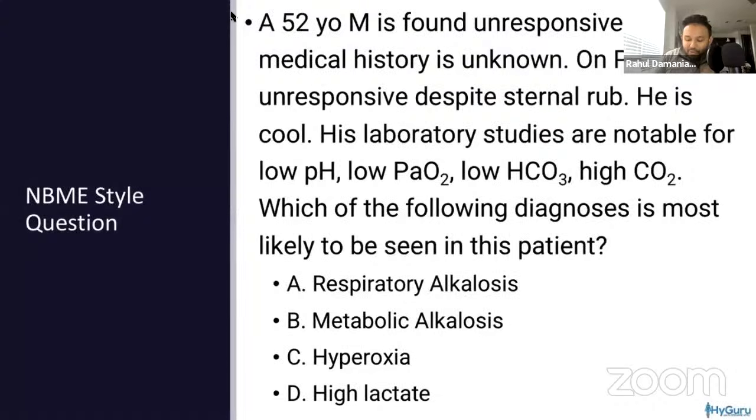So let's go ahead and go through this test question. A 52-year-old male is found unresponsive. His medical history is unknown. On physical exam, he is unresponsive despite sternal rub. Man, he's not waking up. He is cool. All right. His laboratory studies are notable for low pH, low PaO2, low bicarb, and a high CO2. Wow. Which of the following diagnoses is most likely to be seen in this patient? A, respiratory alkalosis, B, metabolic alkalosis, C, hyperoxia, or D, high lactate?